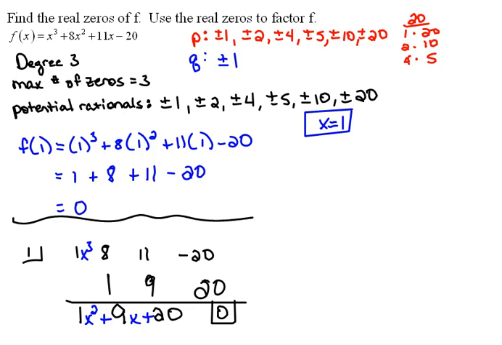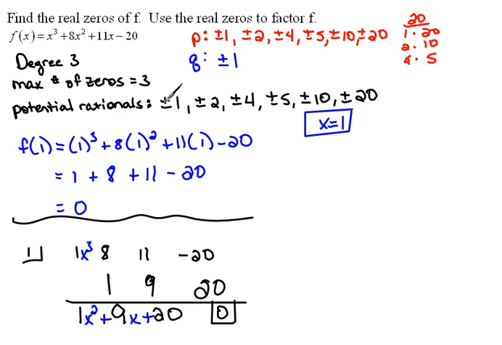Okay, so just a quick recap of what we've already done. We've looked at this problem and we said this is a degree 3, which means it has a maximum of 3 zeros. Now, to start trying to find those zeros, we listed out our potential rationals. We listed out all the factors of the constant and then all the factors of the leading coefficient. Our potential rationals were all the p's over the q's. So we listed out these.